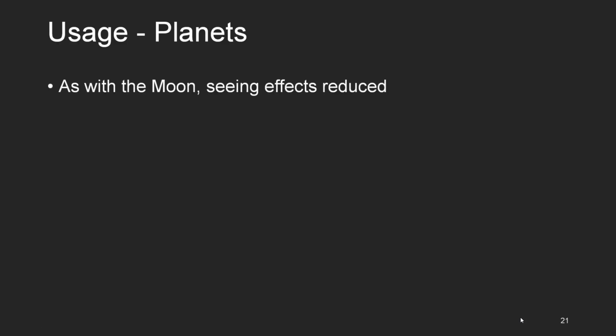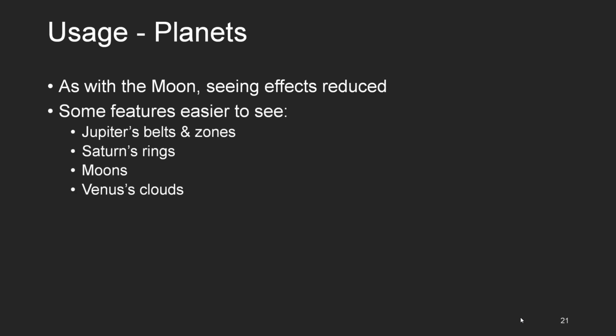The next IR imaging example I have to share is of planets. As we saw for the Moon, seeing effects are also improved when imaging planets using infrared. Using IR also allows us to make some features easier to see, such as Jupiter's belts and zones, Saturn's rings, moons, and Venus's clouds.